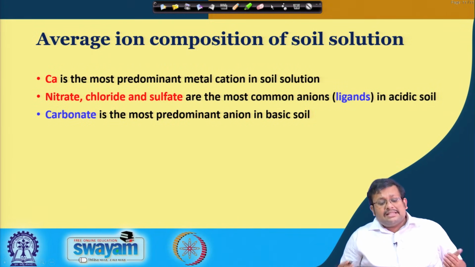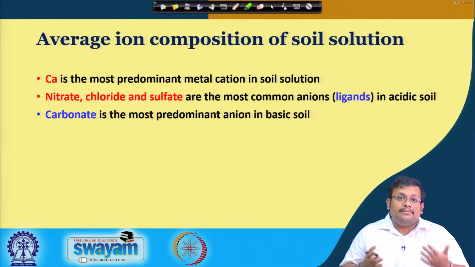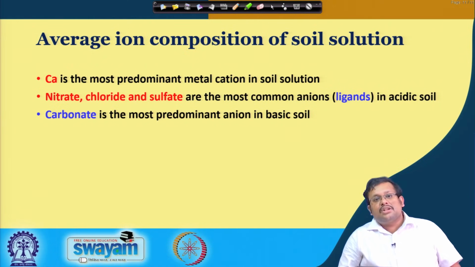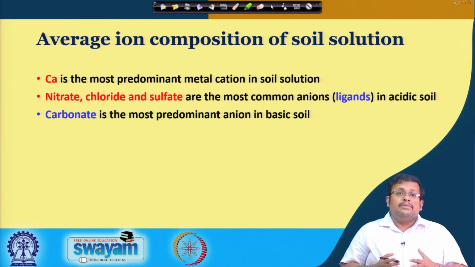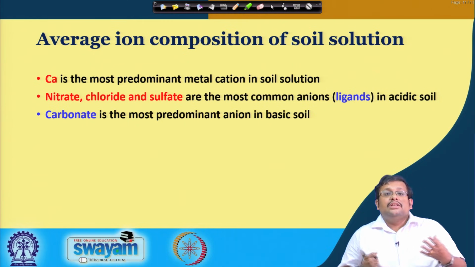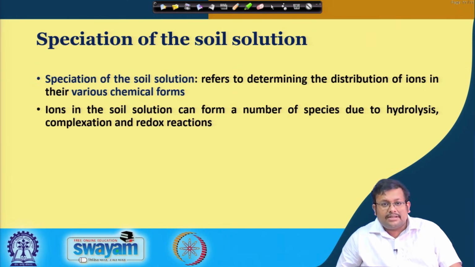Now, average ion composition of soil solution: obviously we have seen that calcium is the most predominant metal cation in the soil solution. However, nitrates, chlorides, sulfates are the most common anions or ligands in acidic soil, and also remember that carbonate is the most predominant anion in basic soils, and in basic soil you will see the precipitation of calcium carbonate.